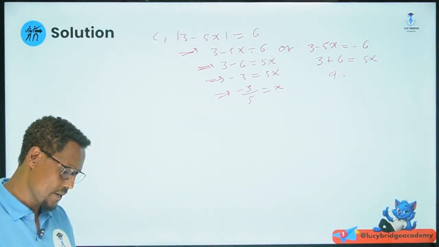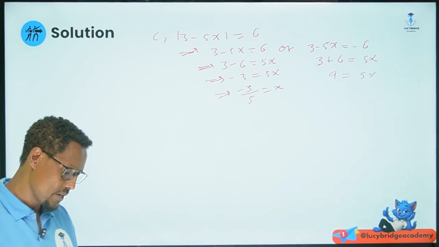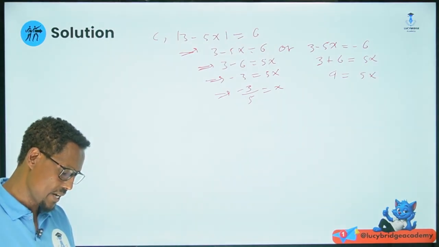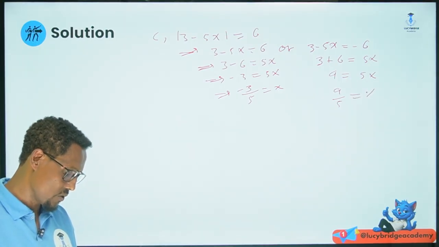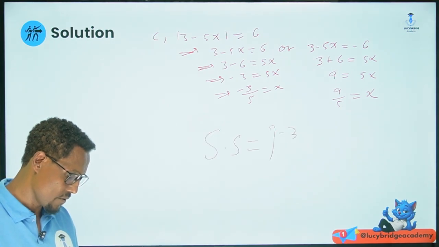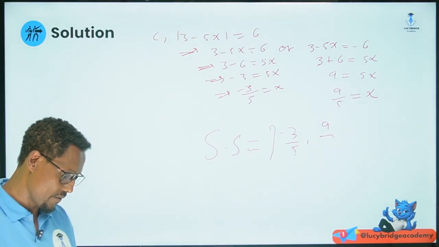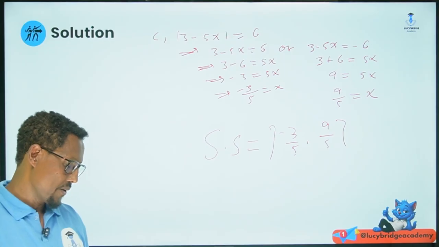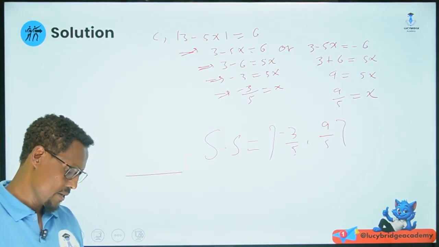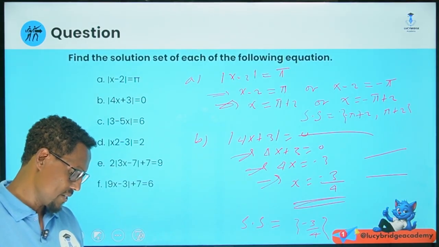9 is equal to 5x. Dividing both sides by 5, 9 over 5 is equal to x. So solution set is equal to minus 3 over 5 and 9 over 5. These are the solutions. Okay, see, d x squared minus 3 is equal to 2.